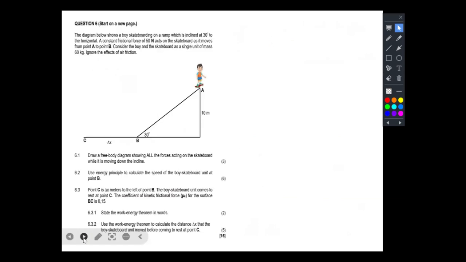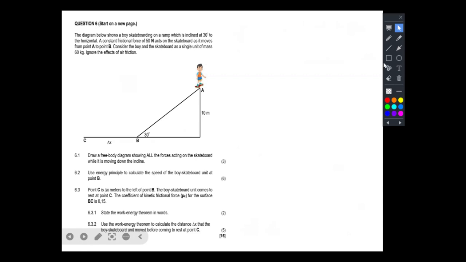Then question 5 says the diagram below shows a boy skateboarding on a ramp which is inclined at 30 degrees to the horizontal. A constant frictional force of 50 newton acts on the skateboard as it moves from point A to point B. Then consider the boy and the skateboard as a single unit of mass, which is 60 kg. Right. And then ignore the effects of air friction.